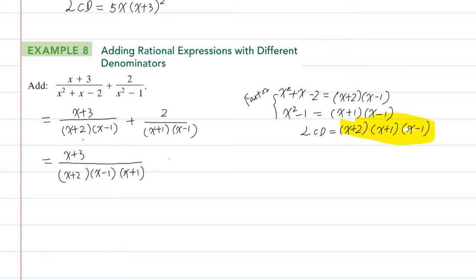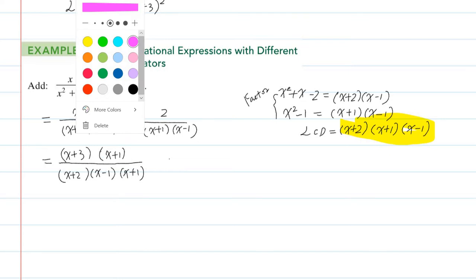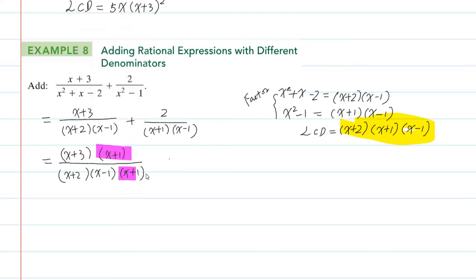Okay, you compare this to your least common denominator, and then you should realize that you actually put x plus 1 right here. Remember that x plus 1 is something extra, so we're going to highlight this part. X plus 1, x plus 1. If you multiply the denominator, you also have to multiply something to the numerator, because that way we don't change the value.